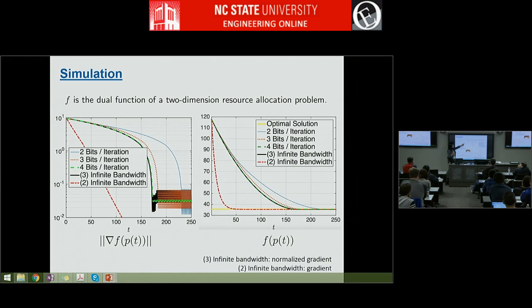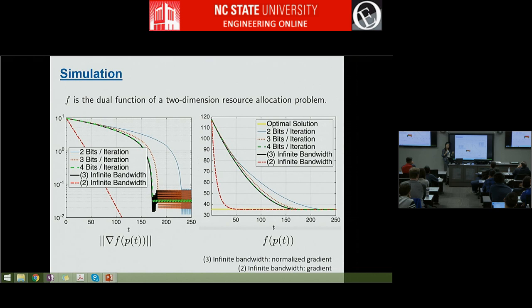We compare this because our method is to quantize the normalized gradient direction method. The surprising thing is that 4-bit alone achieves the exact same performance as infinite bandwidth, the same performance as the normalized gradient method. But this has a big gap, as you can see here. The normalized gradient method does not perform as well as the gradient method, because the gradient method also tells the gradient information, not just the direction, but also the magnitude.